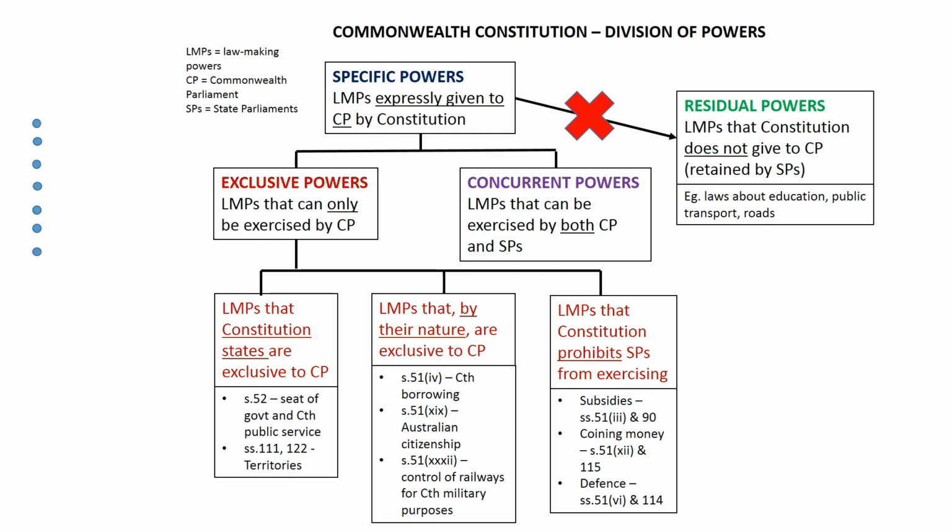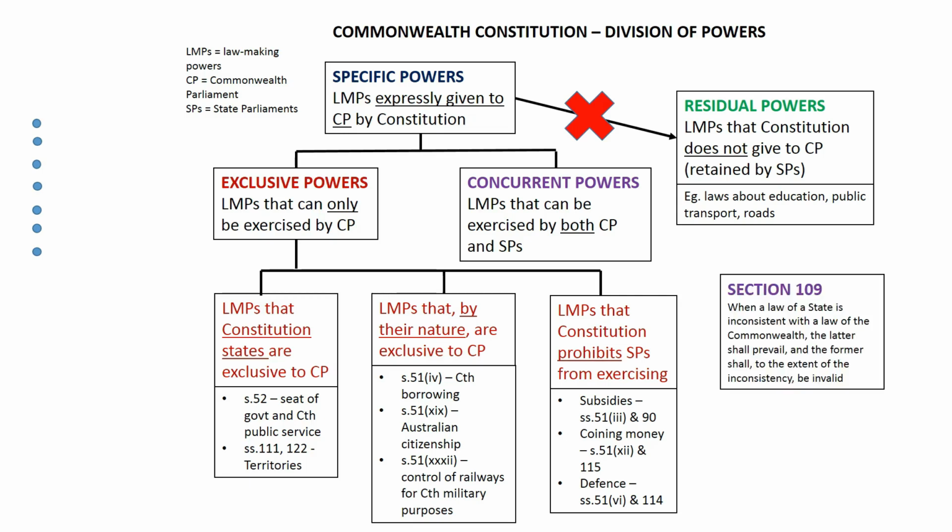Of course, this leads to a difficult problem, because if the Commonwealth Parliament can make laws about a particular subject, and the state parliament can also make laws about that subject, then what happens if the laws conflict or clash with one another? How do we know which law we have to obey? Because the state law might say we have to do something, and the Commonwealth law might prohibit us from doing that something. So we're going to be in trouble. We can only comply with either the Commonwealth law or the state law, not with both.